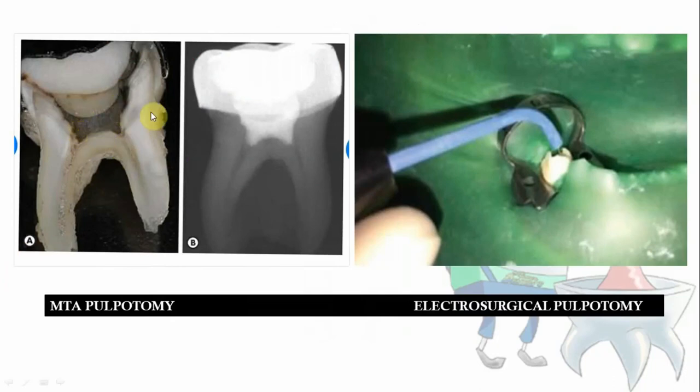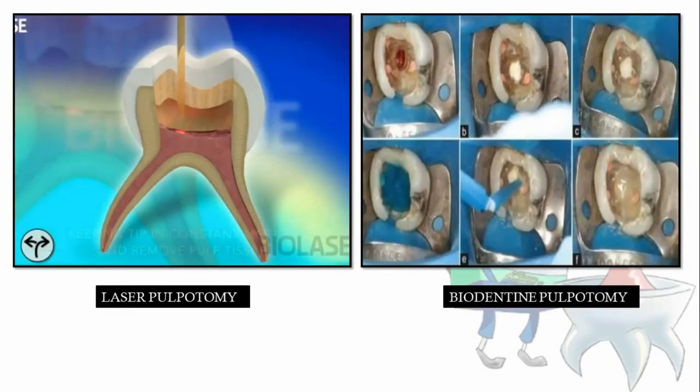This is MTA pulpotomy where you can see the coronal pulp is removed. This is a cross section. Coronal pulp is removed completely and MTA is placed, which is followed by stainless steel crown. This is electrosurgical pulpotomy. This is laser pulpotomy where the laser is used to remove the coronal pulp. And this is Biodentine pulpotomy.